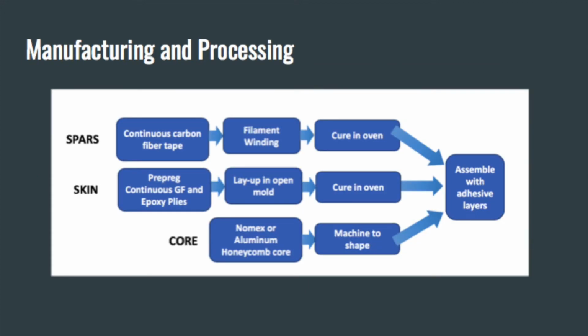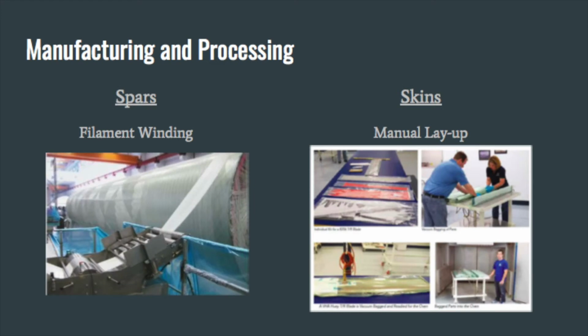Seen on this slide is a flowchart starting from commercially available materials to the final part. The spars, skin, and core each have distinct starting materials with associated manufacturing techniques. After steps of quality control, they are assembled into the final blade with adhesive layers. Filament winding is the manufacturing process used to produce the spars, or the backbone structure of the helicopter blade.